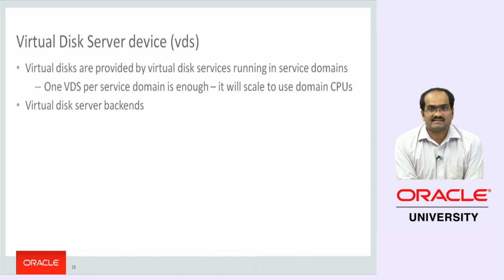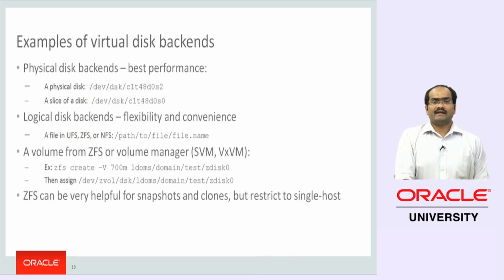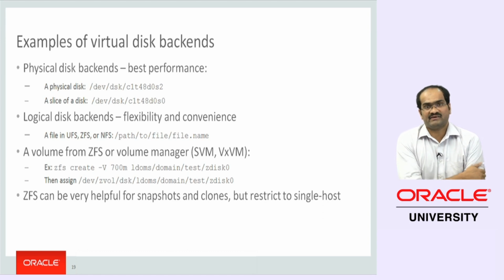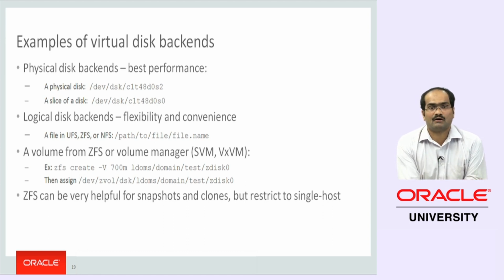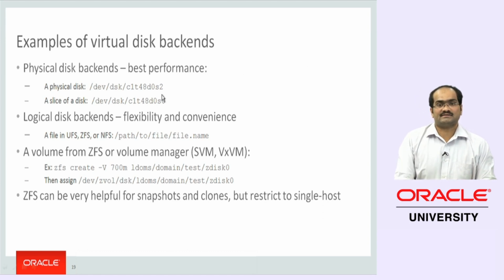It could be SAN or NAS disk, or iSCSI attached. And VDS typically runs in a service domain. There is no limitation as such, like one VDS has to manage only this many disks. One VDS is sufficient for one control domain, and it can scale for any number of CPUs. If you look at the actual virtual disk backend, it can be a real physical device or a physical disk as mentioned here, or it could be a slice of the disk.